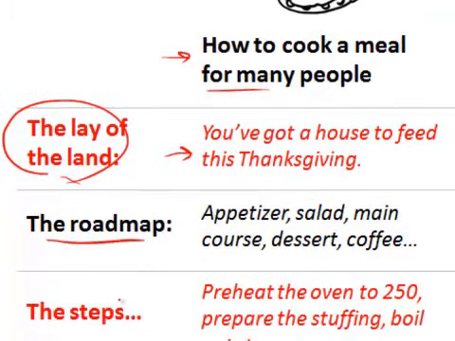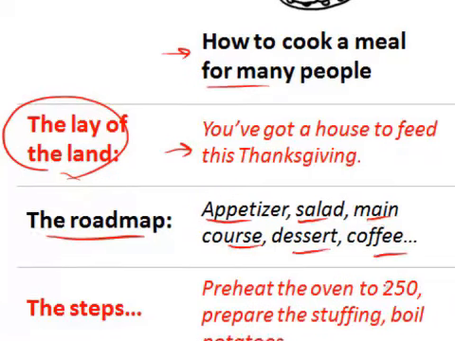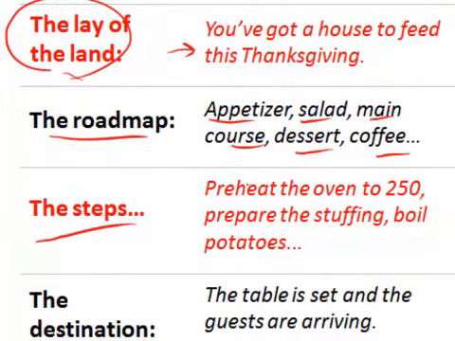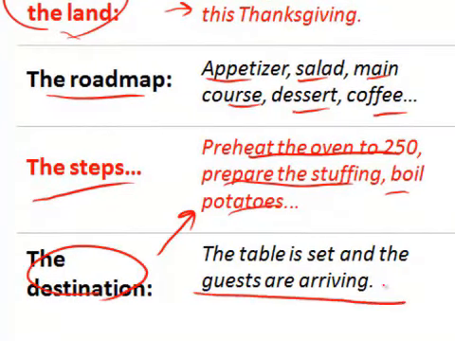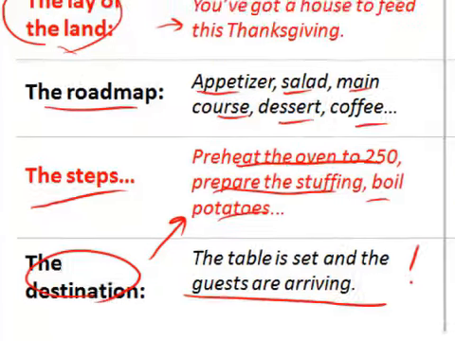The roadmap. What plan are we going to do? Well, we'll have an appetizer, a salad, a main course, dessert, coffee perhaps. What are the steps that we're going to take to do those? Well, we'll preheat the oven to 250. We'll prepare the stuffing. We'll boil the potatoes, etc. And our final destination, when we've done all of those things, is the table is set, guests are arriving, and we're going to have a wonderful meal. That's an explanation for how to cook a meal for many people.